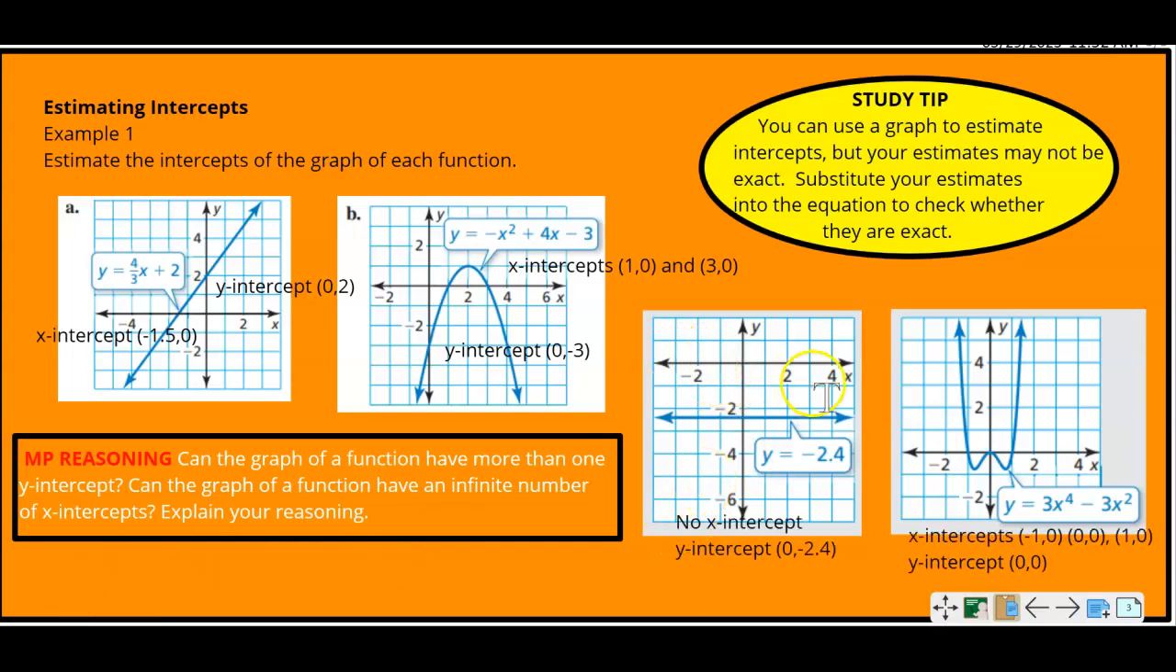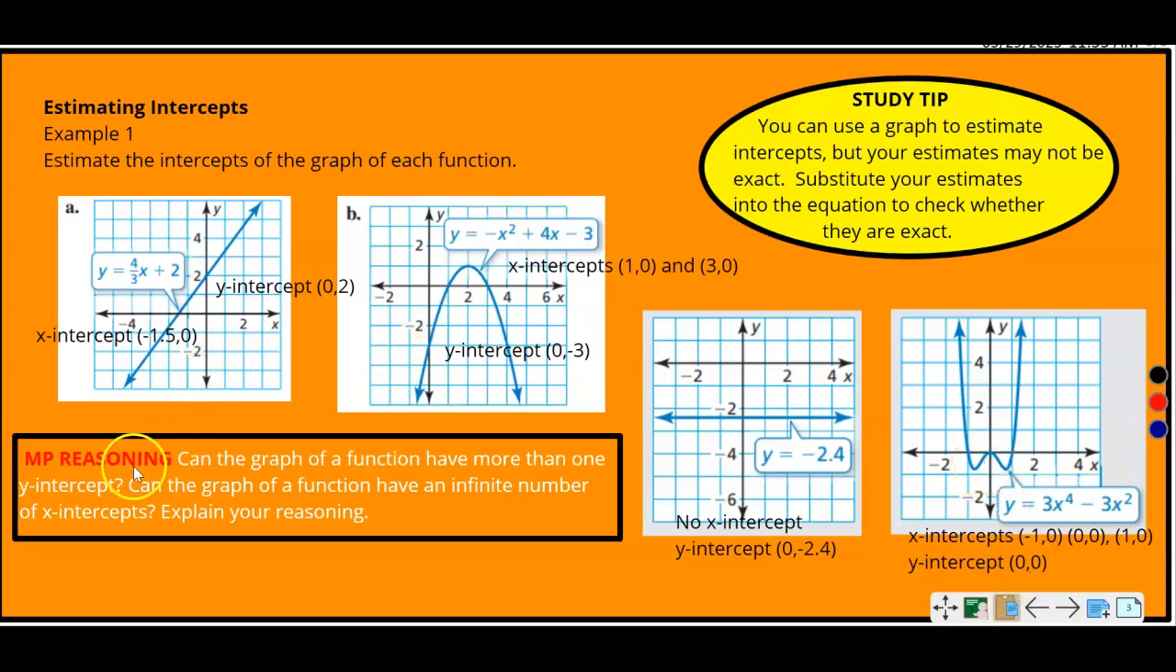All right, so to reiterate, for this example, it does not cross the x-axis, so there's no x-intercept. The y-intercept is where the horizontal line goes to y at -2.4. The x-intercepts here are at -1, 0, and 1. The y-intercept is at (0, 0). So that is an x-intercept and a y-intercept since both the x and the y are 0.